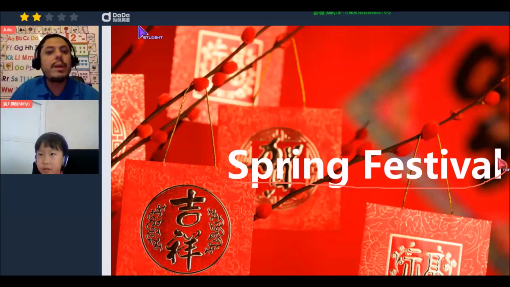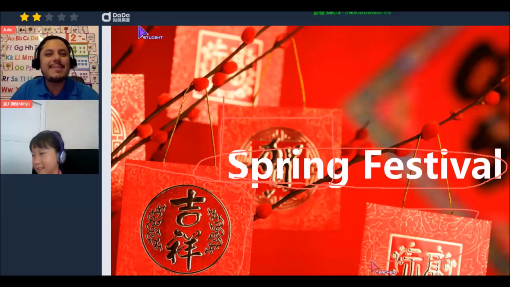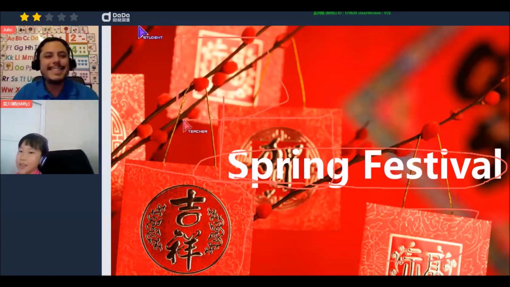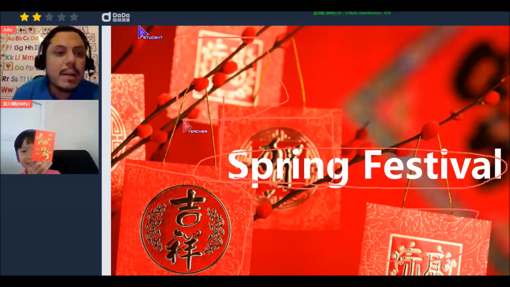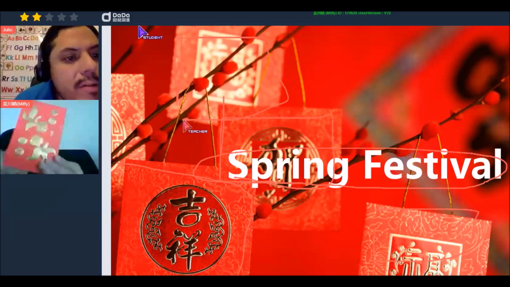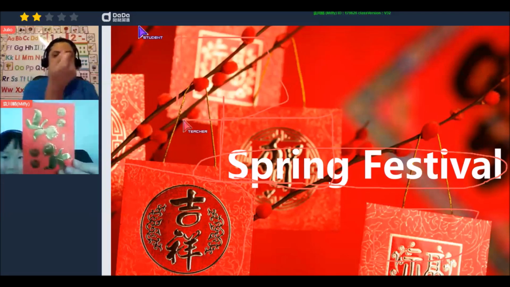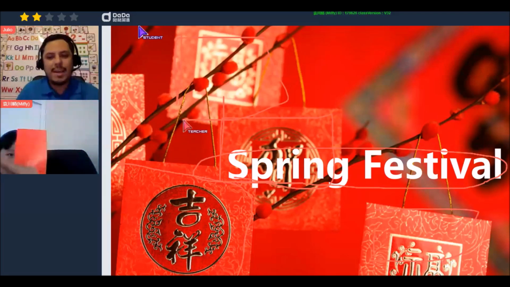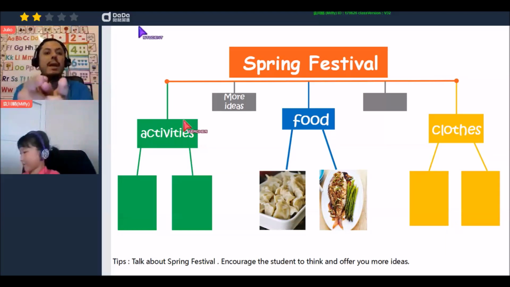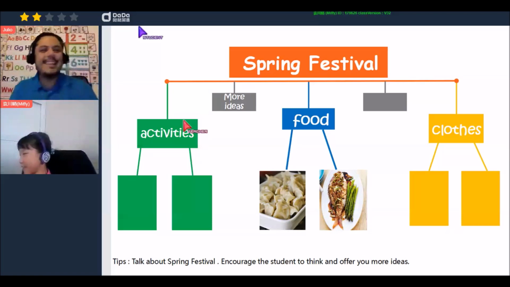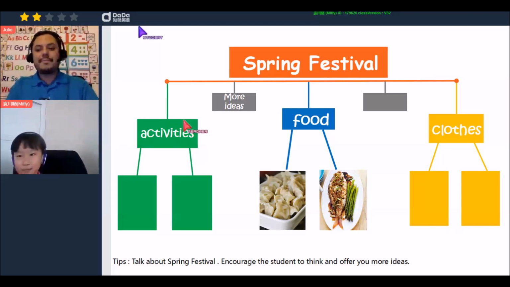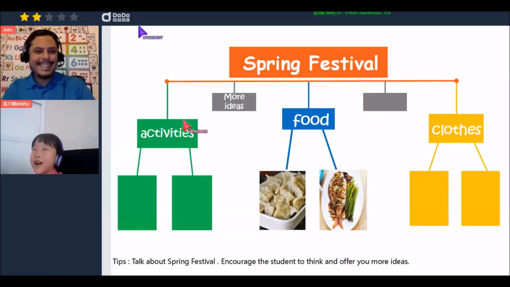Spring Festival. Spring Festival, and what are these things? Do you know that? Yes. Can you tell me what's the name in English? Red envelopes. Very good. Red envelopes or red packets. Wow, bring it closer. Let me see it. Wow, I've never seen one in real life. Wow, can you turn it around? Okay. So, what do the red envelopes or red packets have inside? They have money. Money. And what do you do with the money? Buy ice cream.